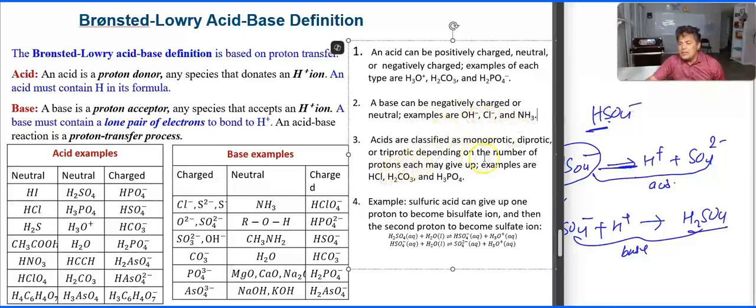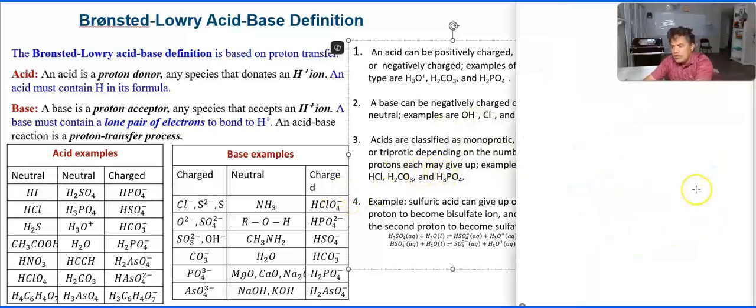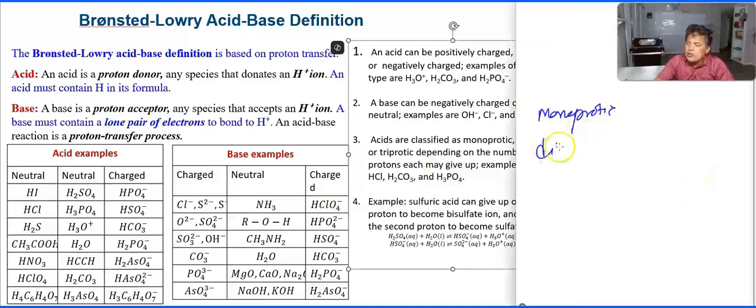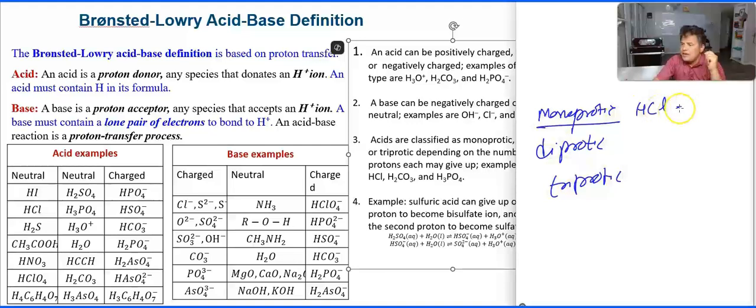An acid is classified as monoprotic, diprotic or triprotic depending upon the number of protons each may give. Examples are these. Okay, so acid can be defined as monoprotic, diprotic, triprotic. What does that mean? Monoprotic means it can give only one proton. For example, HCl, right? HCl will give you H+ plus Cl−, done. Only one proton it can give.